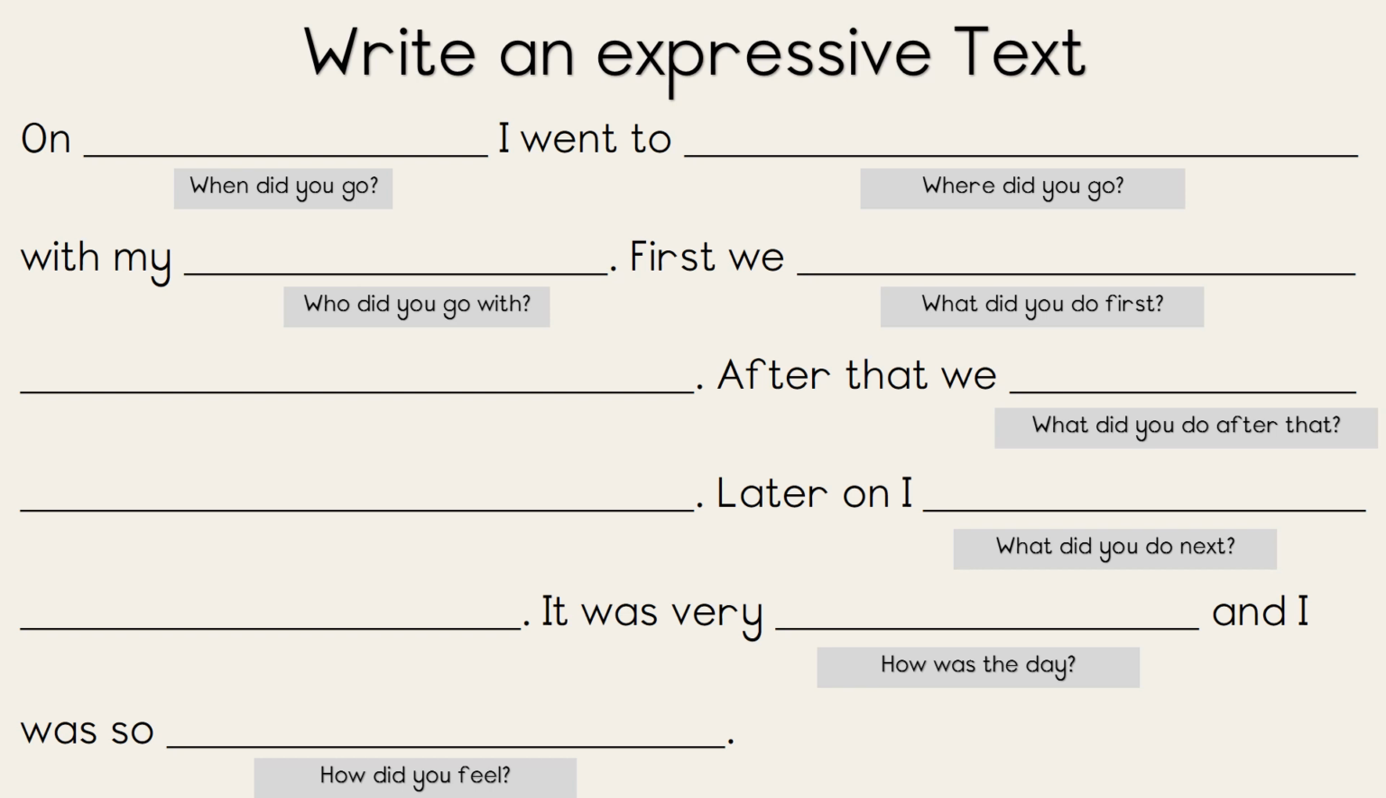Full stop. First we, what did you do first? What did you do at the place you went to? Then the next sentence is after that we, what did you do after that? And then the next sentence is later on, what did you do? So there are 3 sentences about what you did at the place you went to. Then the last sentence is, it was very, how was your day? And I was so, how did you feel? So how was your day and how did you feel doing the activities that you did on that day?